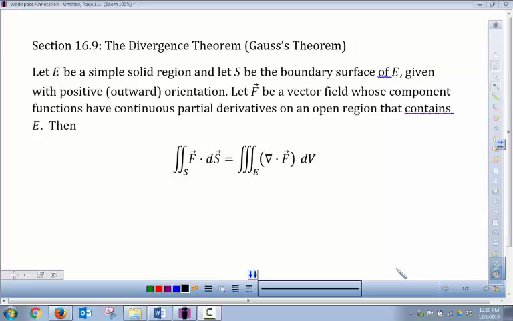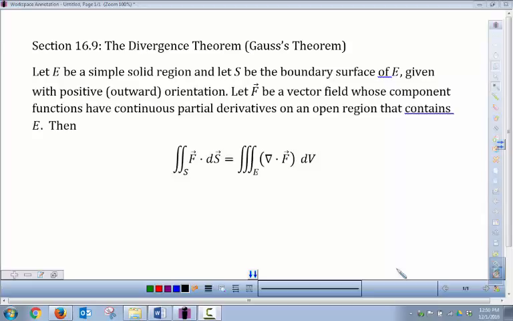Gauss's theorem is going to be our last theorem that has that fundamental theorem of calculus feel, and we want to try to look at the similarities between the big theorems that we've had from Green's to Stokes to Gauss. Now, Green's and Stokes are essentially the same theorem, except Green's is in 2 dimensions and Stokes is in 3.